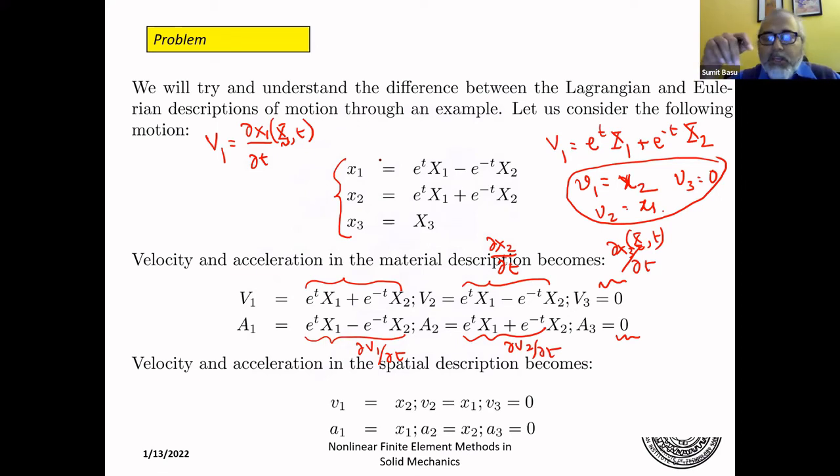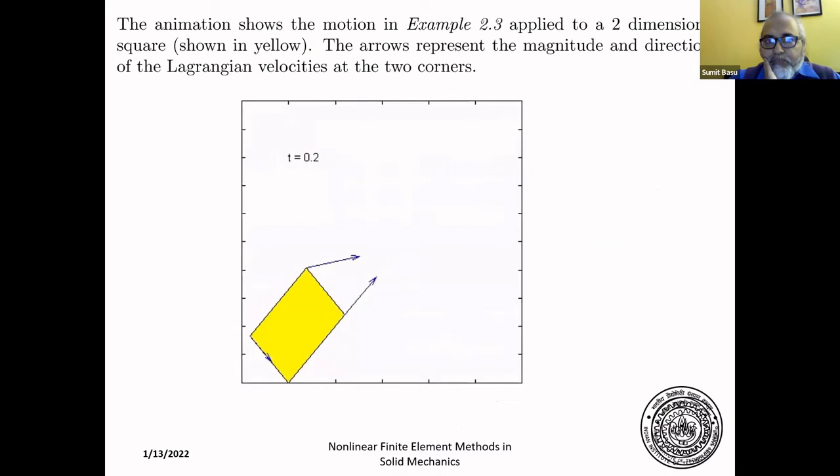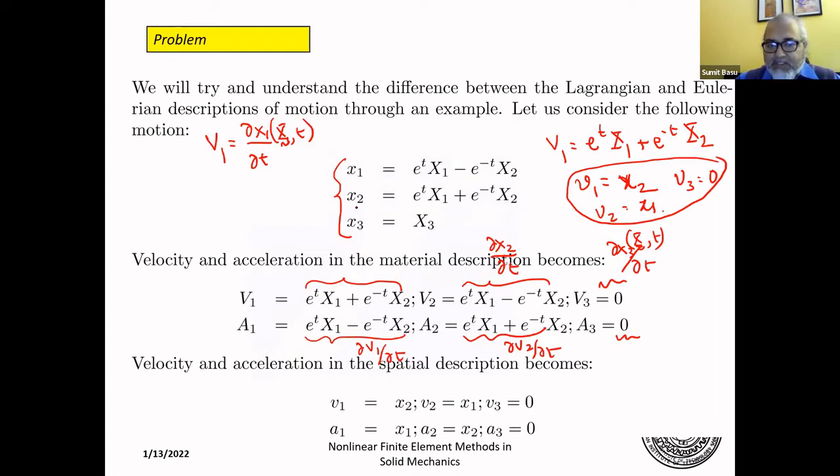Okay. And we can describe any kind of motion through equations of this sort. Now what I am plotting here are the Lagrangian velocities. So I have calculated the velocities using these equations. Using these equations, I've calculated the velocity in my MATLAB program and am plotting them.